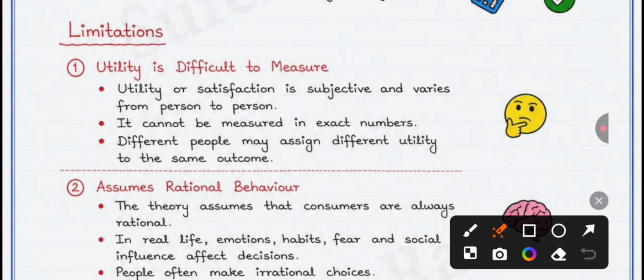The second one is that it assumes rational behavior. The theory assumes the consumer always behaves rationally. However, in real life, people are influenced by emotions, habits, fear, and social pressure. For example, many people buy things impulsively even when it is not the best financial decision. So, people do not always behave rationally.